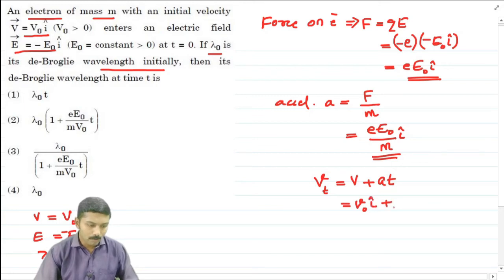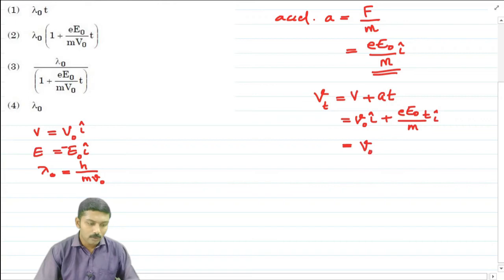times I cap, plus the acceleration, which we have found from here, so that it can be written as E naught divided by m times I cap, or rather, before I write I cap, I could write it as t into I cap. So I can write v naught plus E naught divided by m times t into I cap, which is the equation for velocity after a time t.